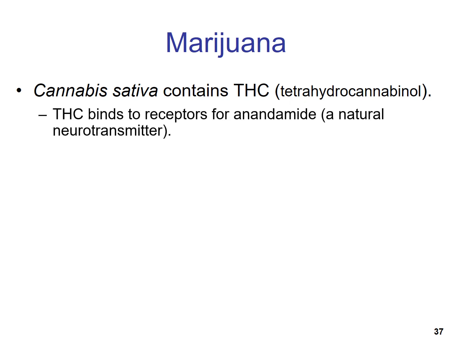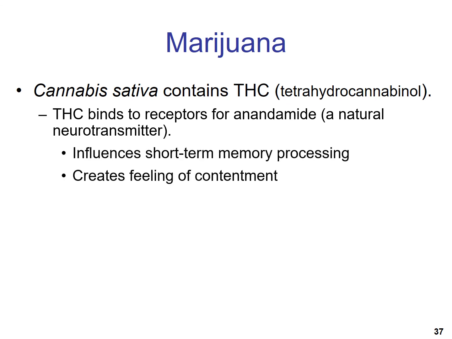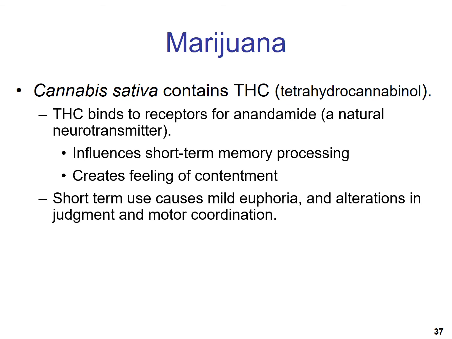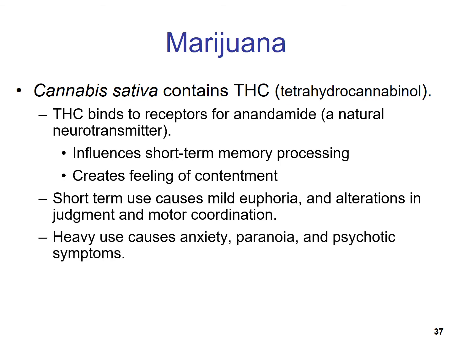Okay, so THC, back to that, binds to receptors for anandamide, which is a neurotransmitter, and it will create a feeling of contentment, and that's the main thing that people are in it for. It'll influence short-term memory processing, so people have trouble remembering what just happened if they're high on marijuana. Short-term use will give you mild euphoria. There's no doubt it alters judgment and coordination. But long-term, heavy use will cause anxiety, paranoia, some psychotic symptoms, and long-term use can lead to permanent brain dysfunction, so brain impairment.